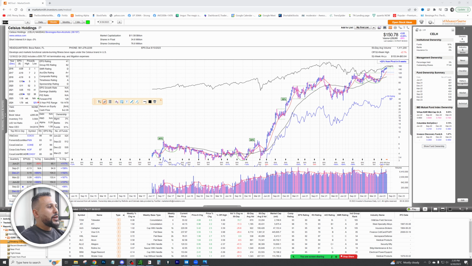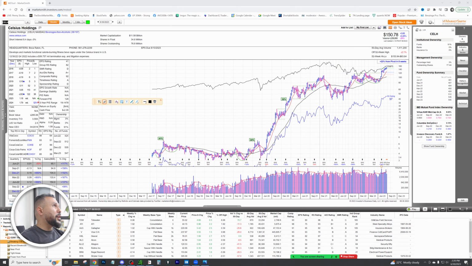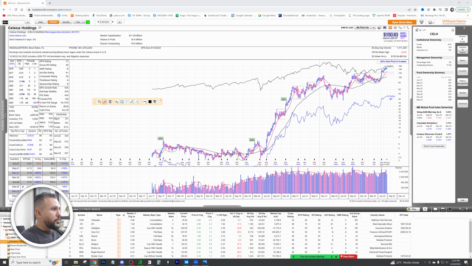All right, so we have our handy dandy MarketSmith tool that's going to give us all the information we need. We also have our handy dandy Excel sheet that tells us whether it's going to be a buy or sell. And we also have Yahoo Finance to give us a little bit of the information we want to secure.